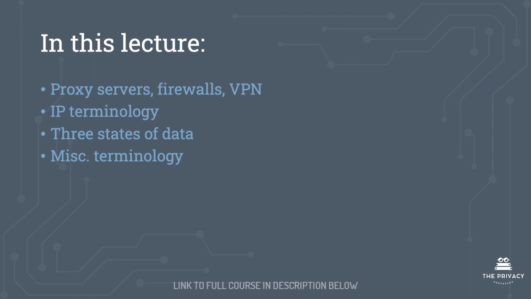In this lecture, we will conclude the two-part series on internet terminology. We're going to talk about proxy servers, firewalls, and VPNs. There's another batch of terminology associated with internet protocol. We will then briefly go over the 3 states of data, and then there's a bunch of miscellaneous terminology I couldn't fit in anywhere else, and so we've tacked it on to the end here.